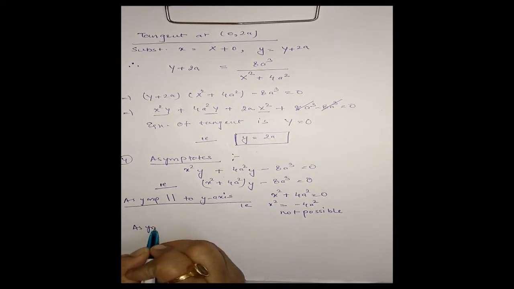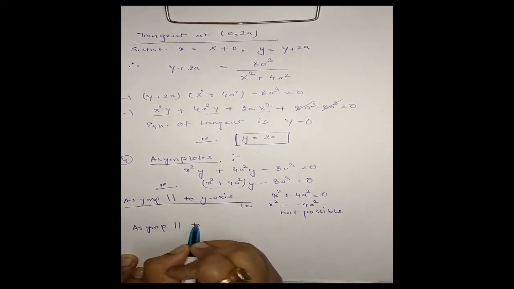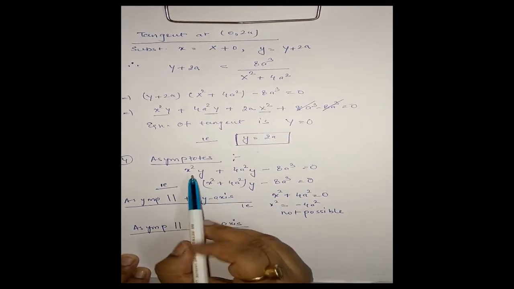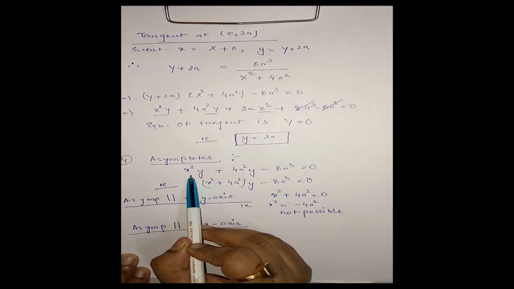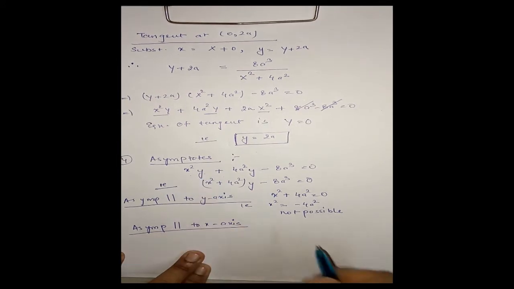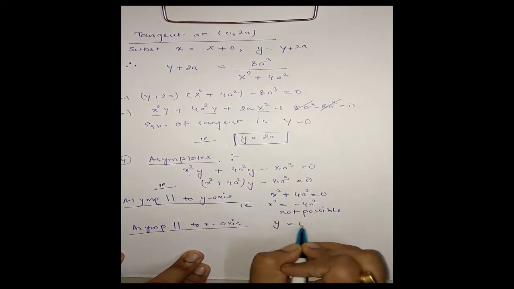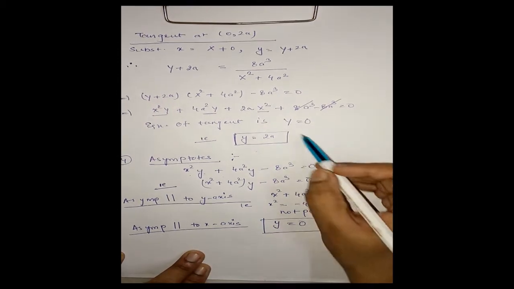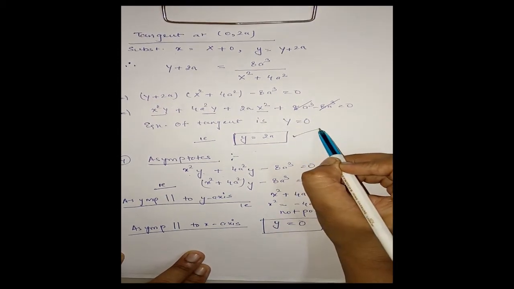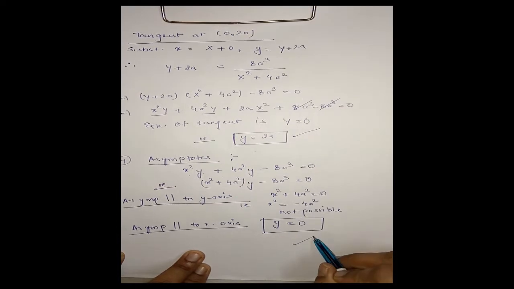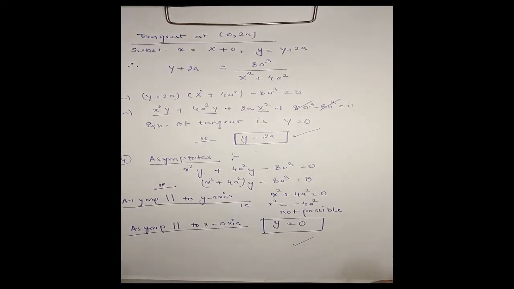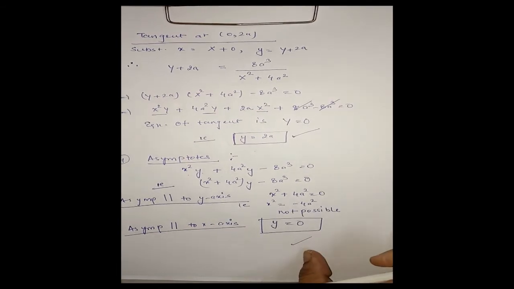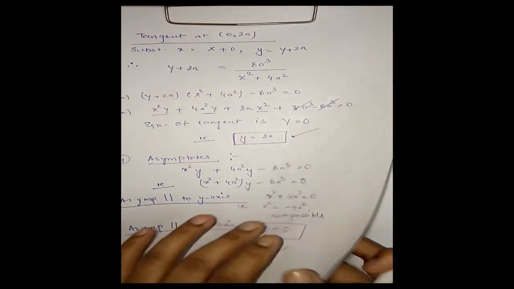In the same way, for the asymptote parallel to the x-axis, the highest power of x is x square and its coefficient is y. That is y is equal to 0. This is the asymptote parallel to the x-axis. So we have obtained the equation of the tangent and the equation of the asymptote. Next we check the region.